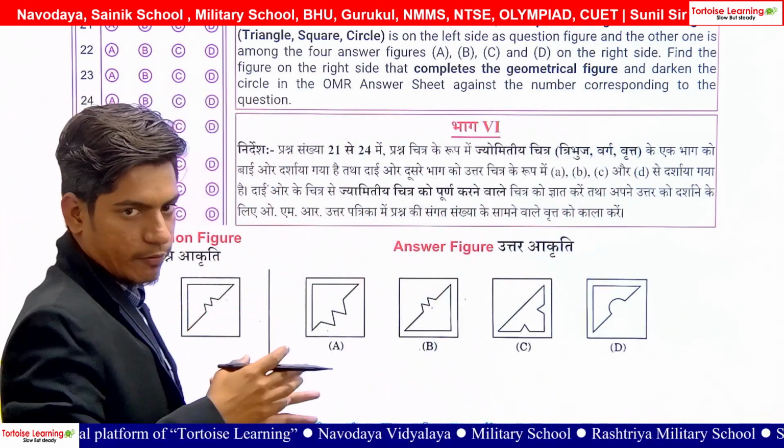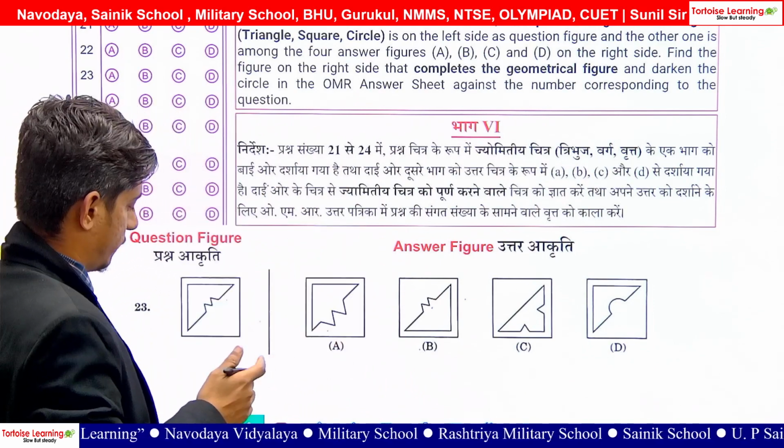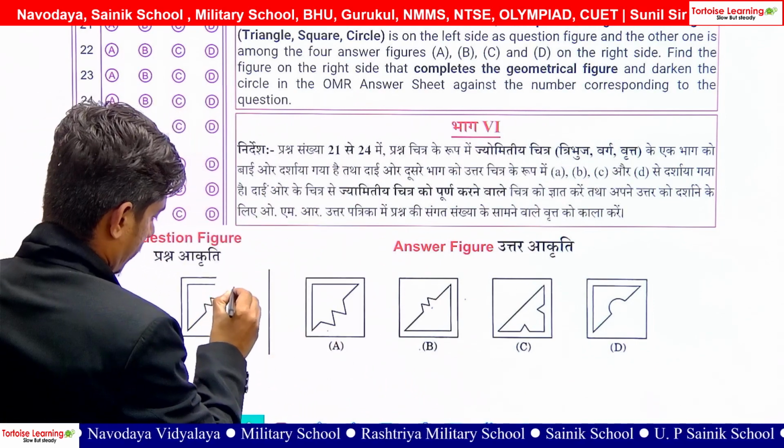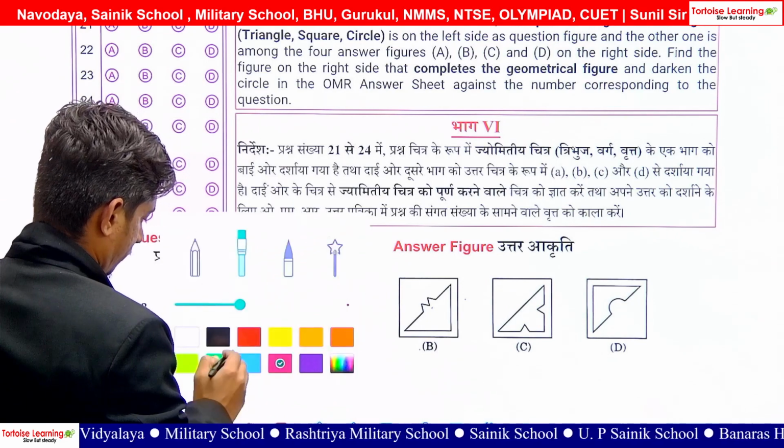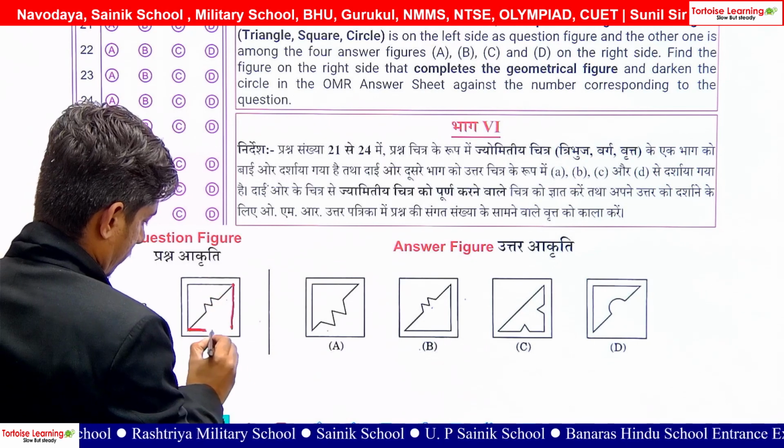Next, square is given. Okay. So square is given. I need this type of shape. I will simply join the square.